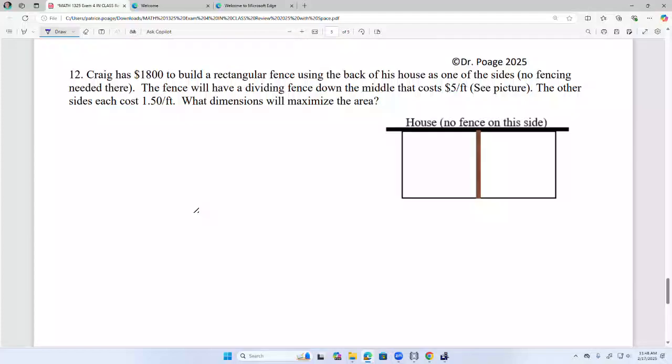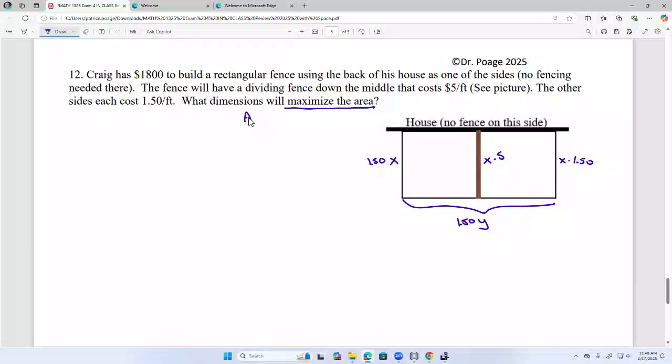All right, number 12. Craig has $1,800 to build a rectangular fence using the back of his house as one of the sides. No fencing needed there. The fence will have a dividing fence down the middle that costs $5. So I'm going to label these as x, and this long one is y. This is going to cost $5. The other sides each cost $1.50. So $1.50, $1.50, $1.50. What dimensions will maximize the area?